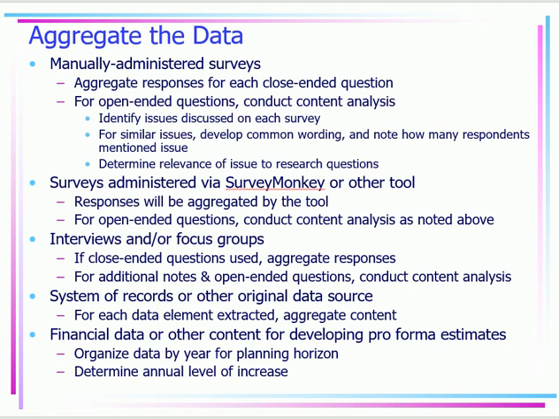For manually administered surveys, you aggregate the responses for each of the structured questions. For open-ended questions, you're going to extract the content from each one, and we'll talk about that. Identify issues discussed on each survey. For similar issues, develop common wording and note how many respondents mentioned the issue. Determine the relevance of the issues to the research questions. If the surveys were administered via SurveyMonkey or other tools, very often those tools come with aggregators, but you still have to do content analysis for your open-ended questions.